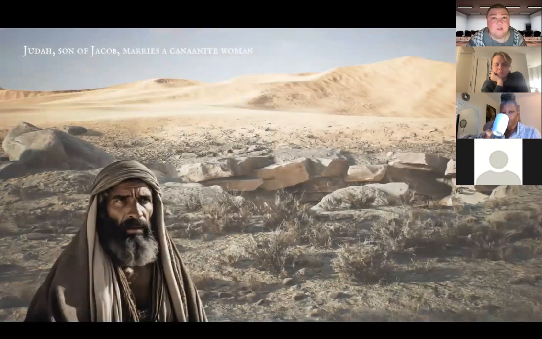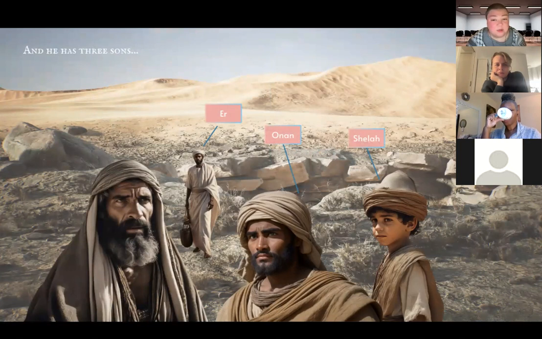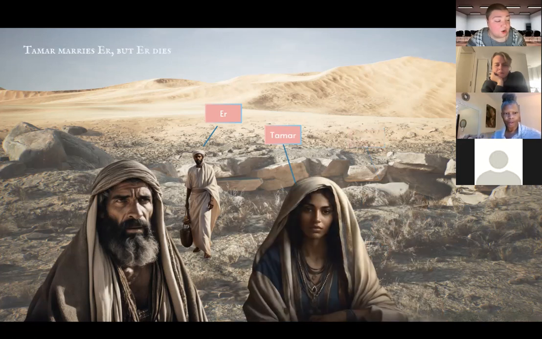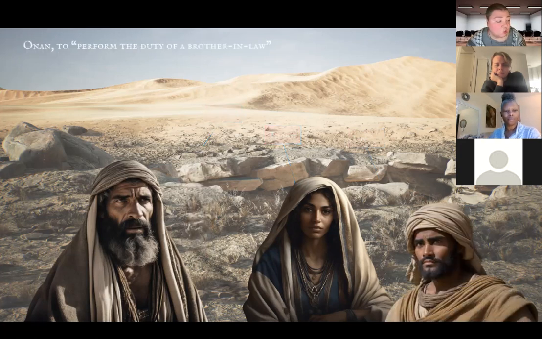Our story here begins with Judah, who is one of the sons of Jacob. Judah marries a Canaanite woman and has 3 sons with her: Er, Onan, and Shelah. Judah's sons grow up. Judah picks a wife for his firstborn son. Her name is Tamar, but he dies. And so Judah instructs his other son, the second in line, Onan, to perform the duty of a brother-in-law. It is both apparent from the text and from the historical context that this means having sexual intercourse with Tamar, so that she may bear a son.